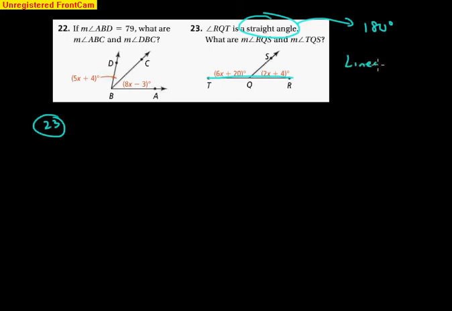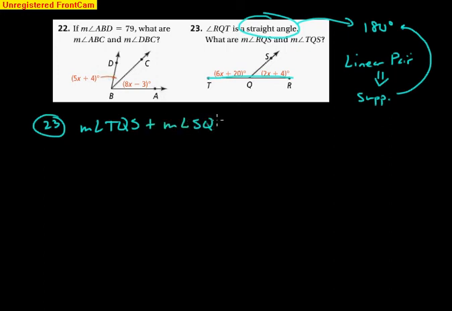So those two angles make up the straight angle. That means we have a linear pair. Hopefully from your note cards you remember linear pair. And we should know that a linear pair are supplementary. And there's that 180 number, right? So it's all connected. So first I'll do the measure of angle TQS plus the measure of angle SQR equals 180, right? TQS is the left angle, SQR is the right angle. They add to make 180.